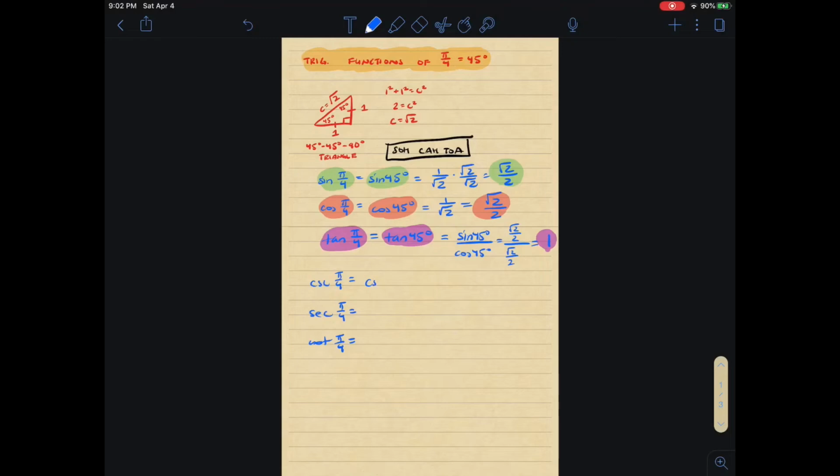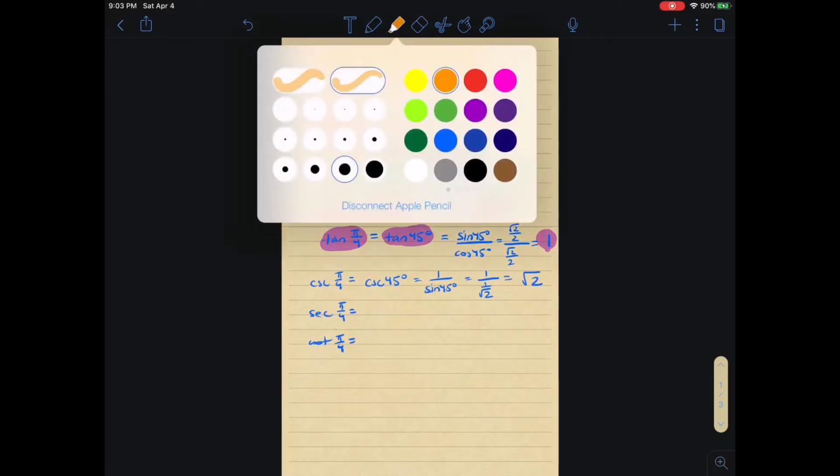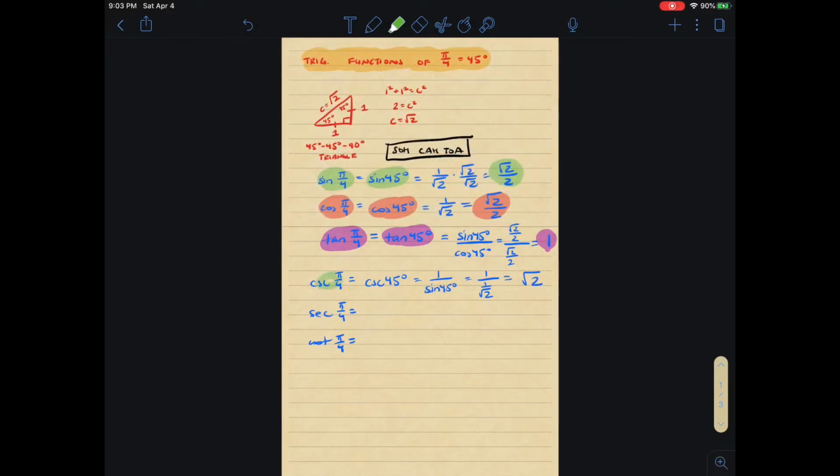So cosecant of pi over 4, which is the same thing as cosecant of 45 degrees, is equal to 1 over sine of 45 degrees, right? Using my reciprocal identities. This is equal to 1 over, now for sine of 45 degrees, I'm going to use this value right here. This is going to make things a lot easier when I take its reciprocal, because 1 divided by 1 over square root of 2 is really just square root of 2. So hopefully you got cosecant of pi over 4, which is really just square root of 2 in the end, okay?